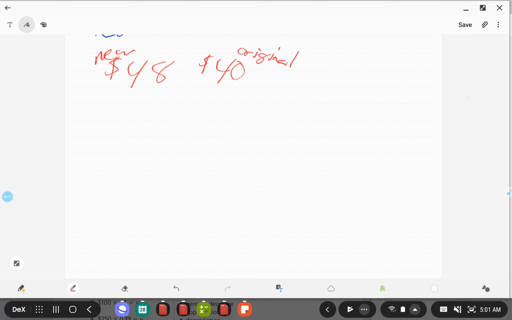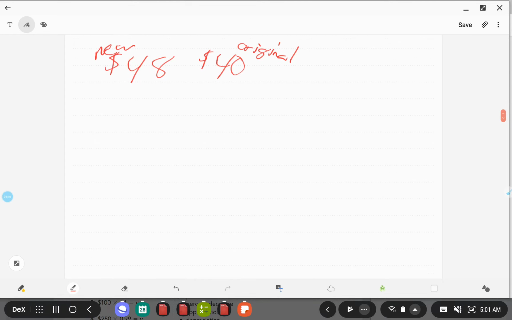So there are different ways. We found out what the new price was, we found out what the original price was. We want to know how much was the percent increase, how much did they mark it up. So there are different ways you could do this. Both ways that you do it are going to involve subtraction, because we know that it's going up. So we're using our bigger number and subtracting the smaller number.